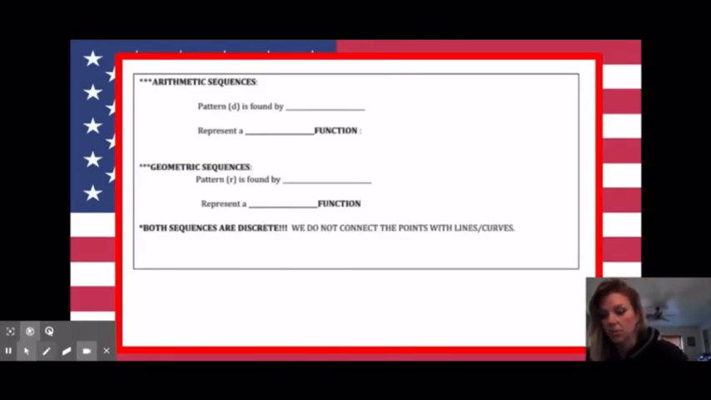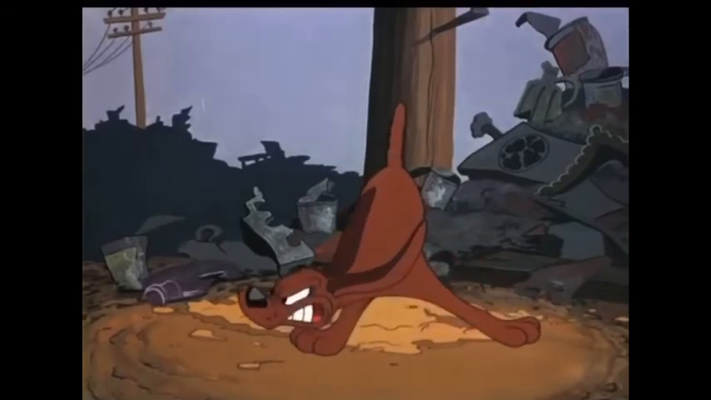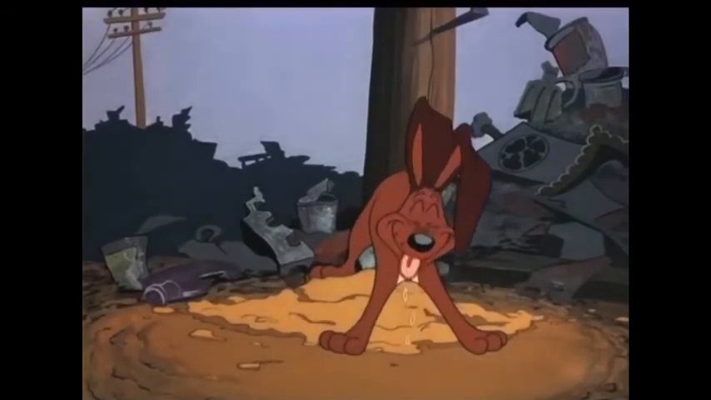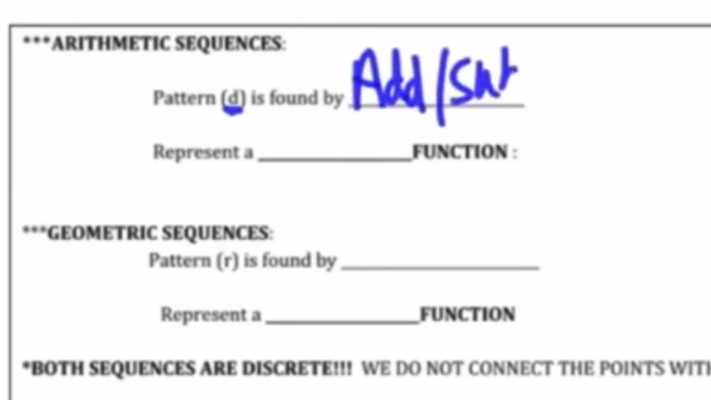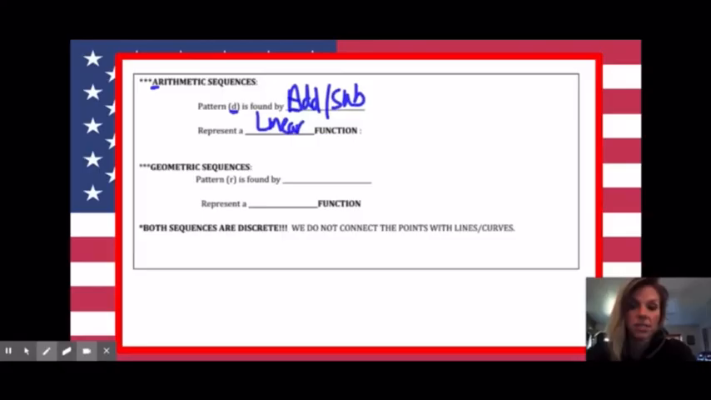Arithmetic sequence. So we have learned throughout this unit that an arithmetic sequence, the pattern, which we use D to represent, is found by adding or subtracting. Just think A for arithmetic, A for addition. If it's arithmetic, it has to be a linear function. The formula for an arithmetic sequence is A sub n equals A sub 1 plus D times n minus 1.